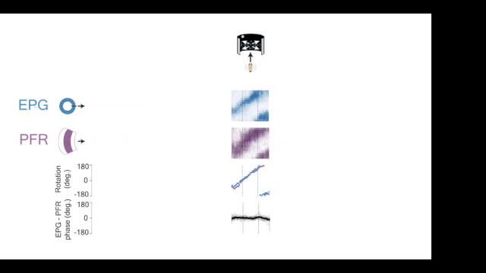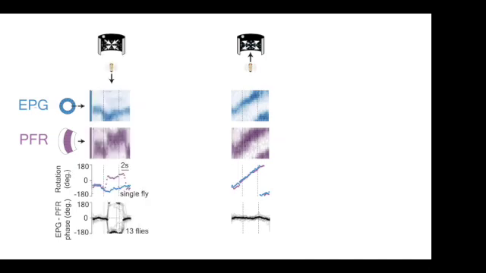And here's the track of this second bump, the one that's in the fan-shaped body, the PFR bump. And you can see they're very nicely locked, and between these dashed lines, the optic flow comes on, and they're really very tightly locked here. There's no difference between them. On the other hand, when they simulated backward motion, then when the backward motion was on, these two bumps diverged from each other, and in fact diverged by 180 degrees.